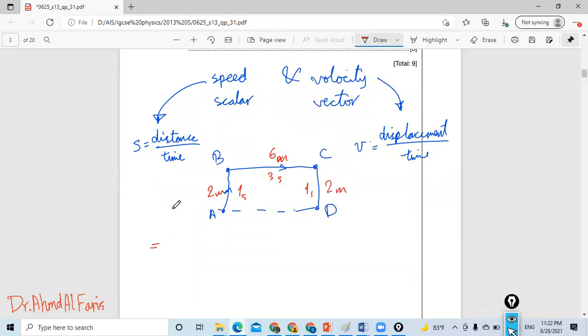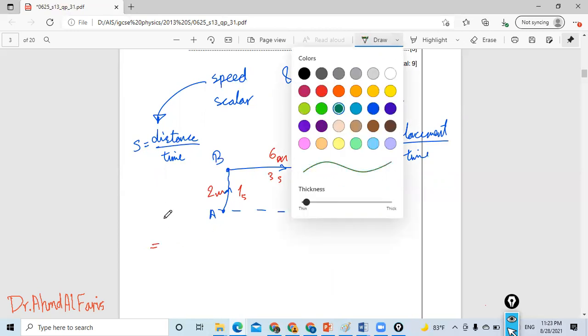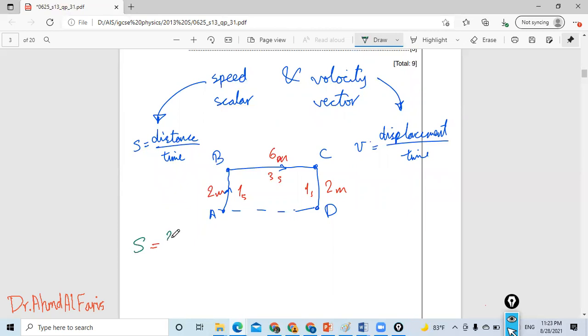We can write that here the average speed is the whole distance that they moved, 2 plus 6 plus 2, divided by the whole time, which is 1 plus 3 plus 1, which is 5. So it will be 10 divided by 5, so it will be 2.0 meters per second. While the velocity, we are talking about directly from A to D, which is 6 meters. So velocity equals 6 meters.